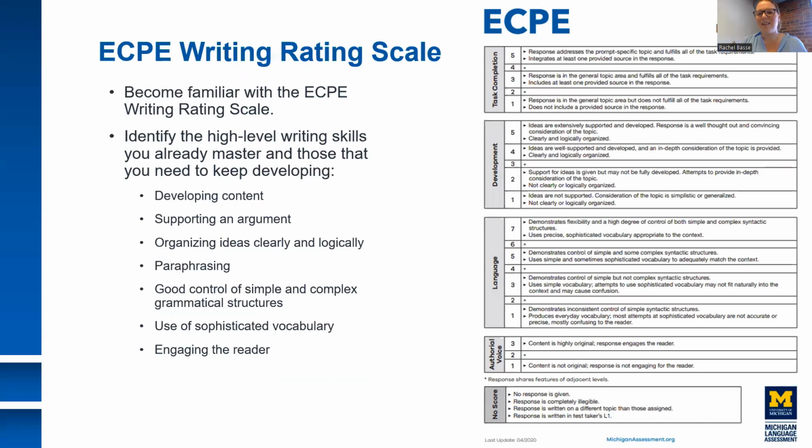So you'll see that in the entire scale, there are points, for example, the number 2 for authorial voice, that are empty, that don't have descriptions, but just have a star. And if you look at the bottom of the scale, the reason is that the response shares features of adjacent levels. So for authorial voice, if we have a response where the content is highly original, but it's not engaging for the reader, that would be sharing adjacent responses. And so it would get a 2 because it's sharing characteristics of a 3 and a 1.